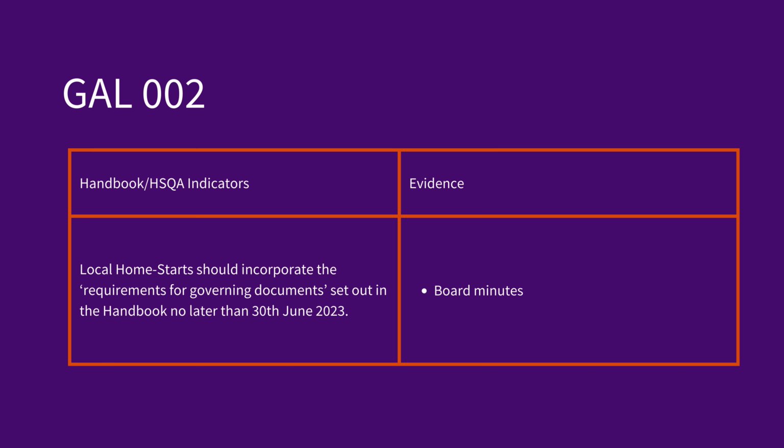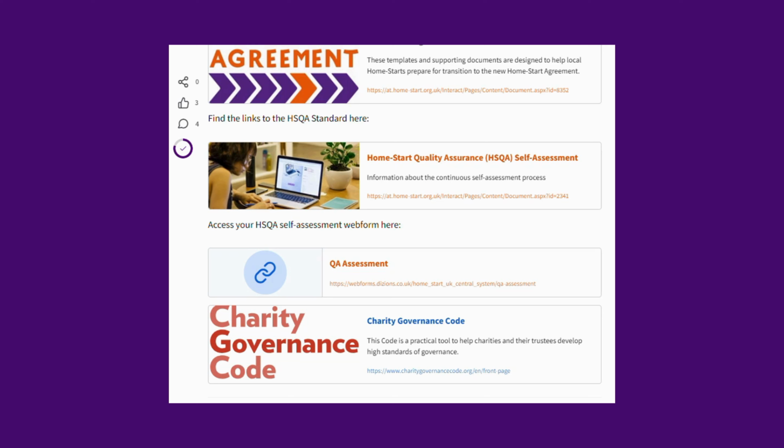And there is another indicator which asks around whether you've reviewed and updated your governing documents in line with the handbook requirements. And that's also covered on this page. So if you have done that, you can also upload your reviewed and updated governing document, but that's not a necessity. It's only if you've already done that. And we'll look at that a bit more when I look at the individual indicators with you.